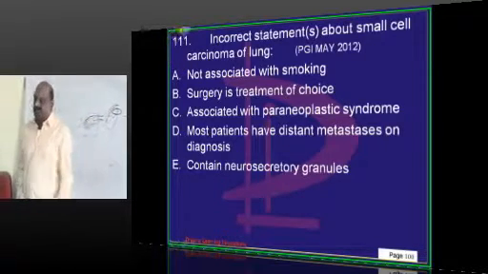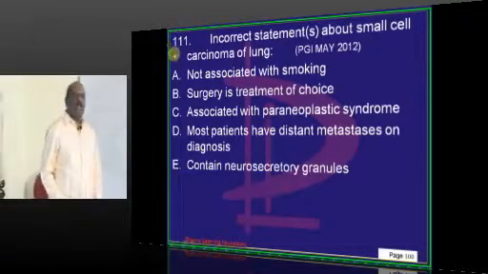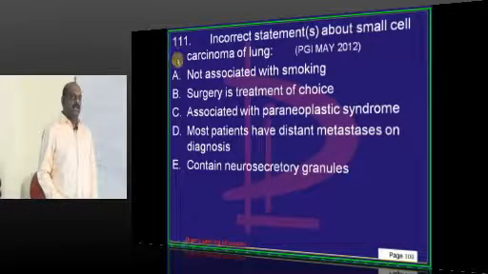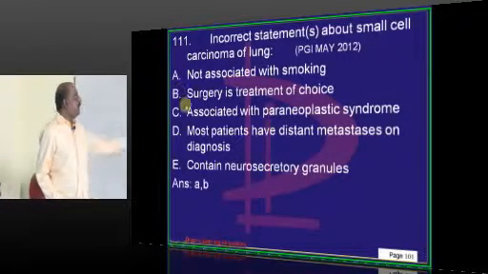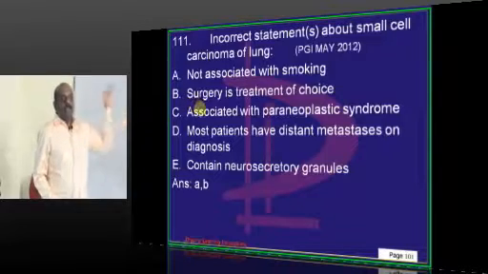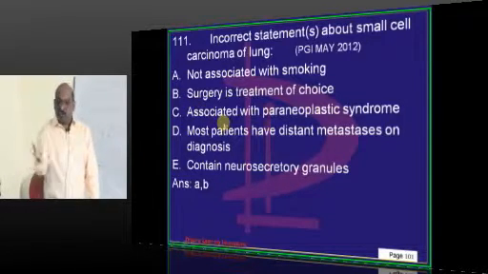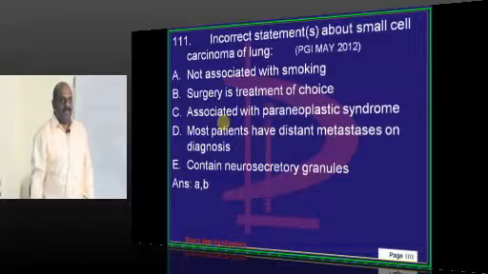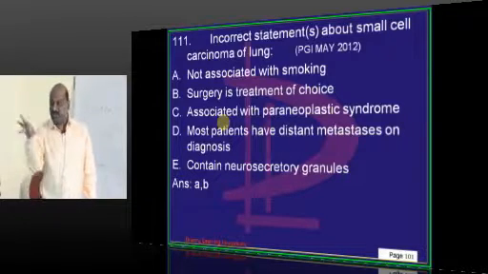Small cell lung carcinoma. One bronchogenic carcinoma, varieties, common question in the exam. So, small cell carcinoma, by the time you discover it, it will be metastasizing everywhere, unlike squamous cell carcinoma which is localized.